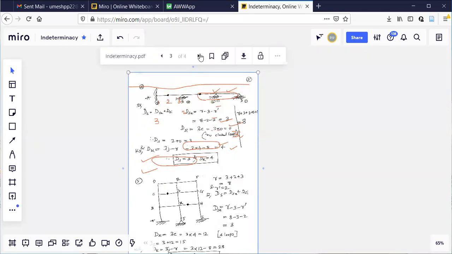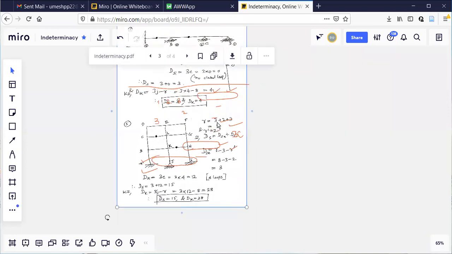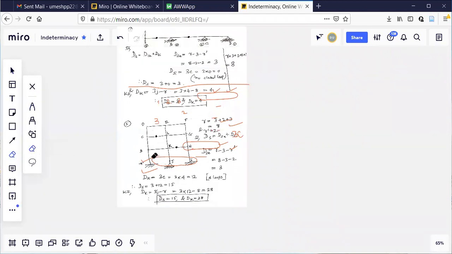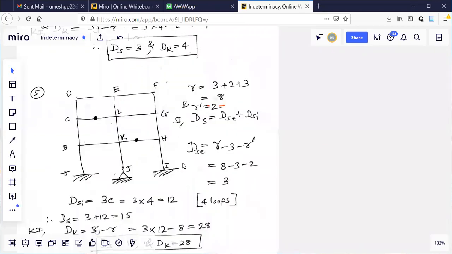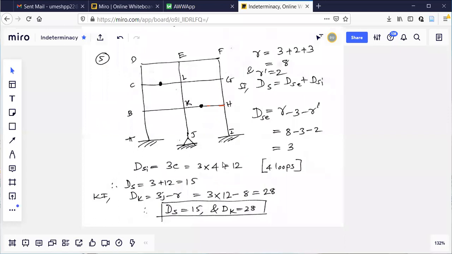I'll go to the next page. Let us see this. This makes many things clear. In addition to this, I have one more problem to solve. Hinges I have given deliberately. Carefully observe this problem now and try to understand. This problem is very interesting, but see, hinges are deliberately given.